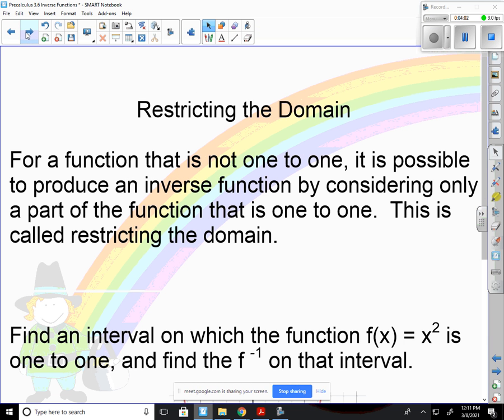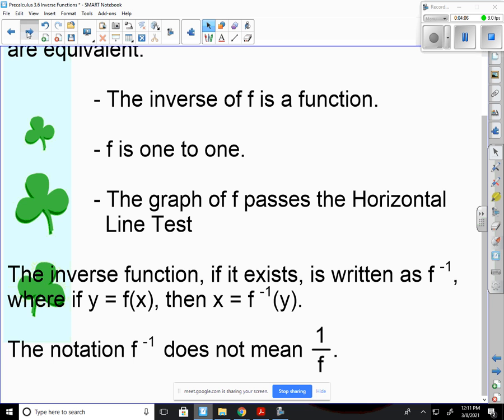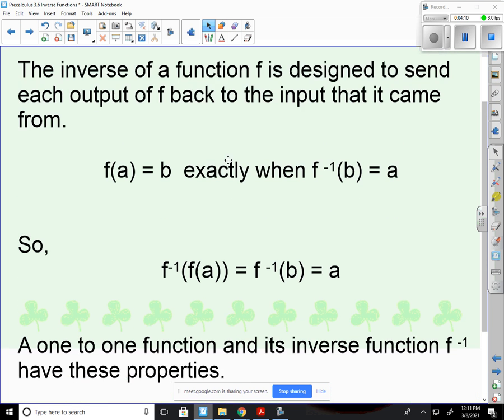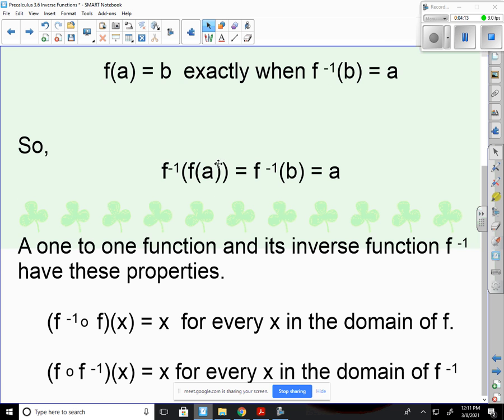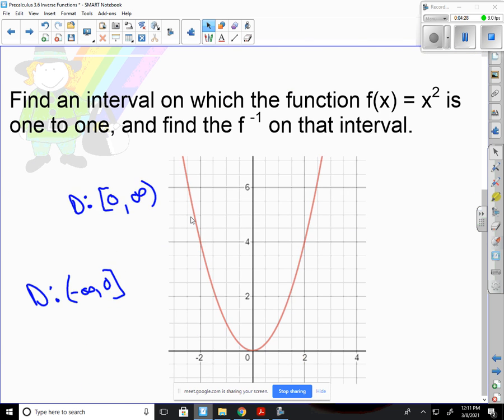Okay, so that's what we went off of. This last time we did that where we restricted the domain. And I believe this is where we left off. This is where we left off.